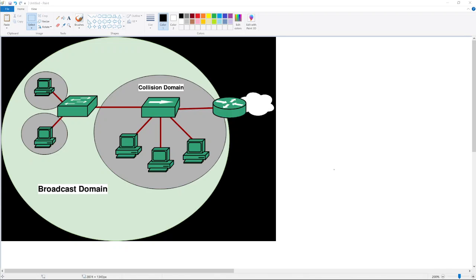So broadcast domain and collision domain. What are those, and what's the importance of those two terminologies?